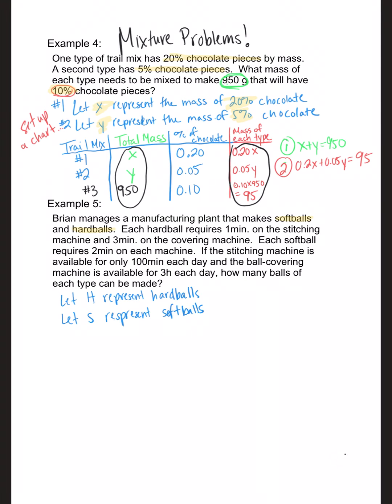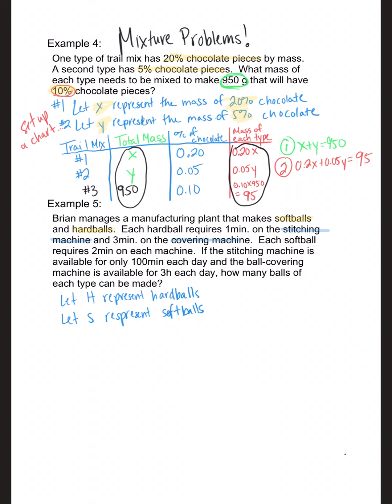Okay, a couple things to think about here, just like above. What are the things we're essentially trying to work with here? We have hard balls and we have soft balls. Then they do mention these machines that are used to make them. We have so much time on a covering machine and on a stitching machine. So those are going to be the things that represent the headings of our titles and our columns. And then we're going to have some totals that we need to work with. But let's first set up our table.